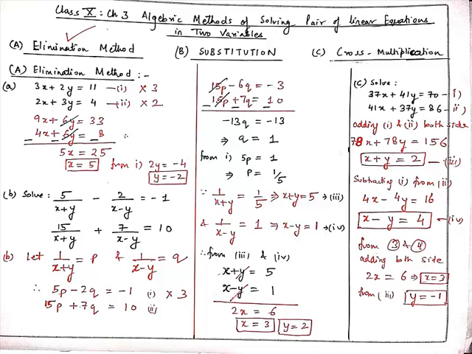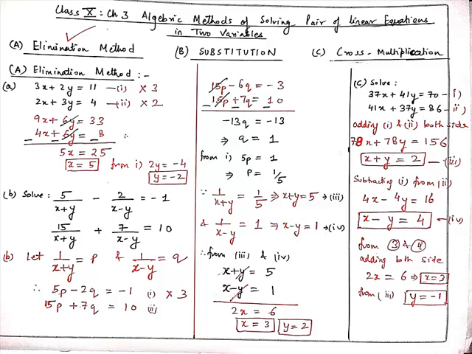Now our second question is: solve for x and y. 5 upon x plus y minus 2 upon x minus y equal to minus 1, and 15 upon x plus y plus 7 upon x minus y equal to 10. Now in this question, since we know that x plus y and x minus y are the same for both linear equations in two variables, let's say 1 upon x plus y equal to p and 1 upon x minus y equal to q. So from here, I can write our first linear equation as 5p minus 2q equal to minus 1 and 15p plus 7q equal to 10.